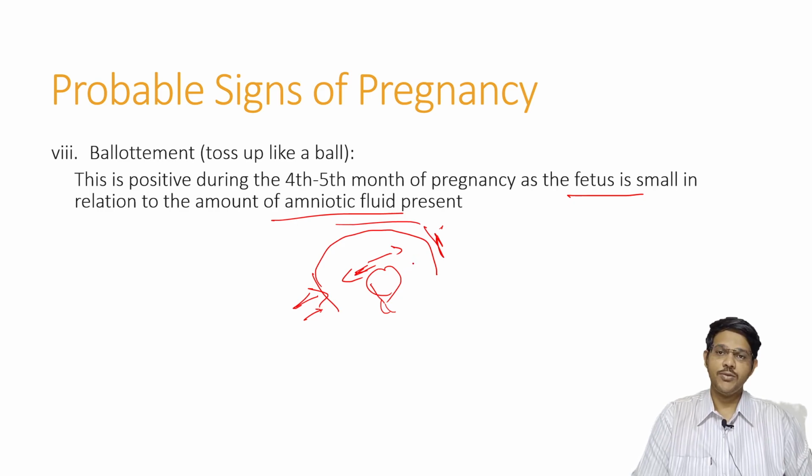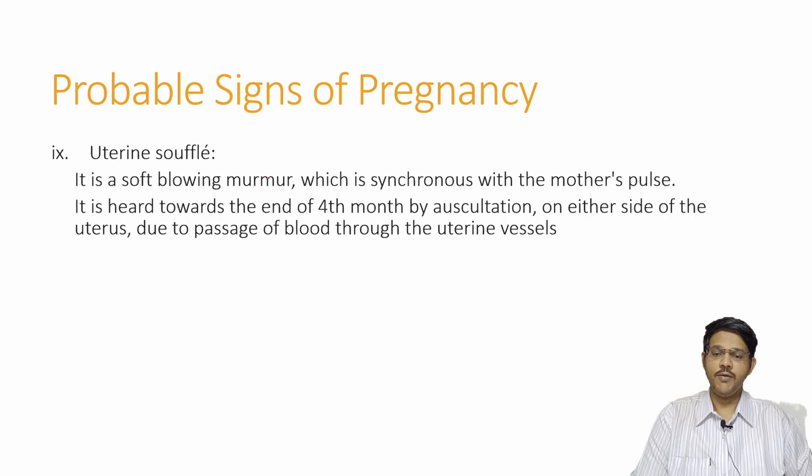Internal ballottement can also be elicited by pushing through the vagina, which can be felt on the fundus part of the abdomen. This is again one of the probable signs of pregnancy. The uterine souffle is a soft blowing murmur which is synchronous with the mother's pulse. It can be heard towards the fourth month by auscultation on either side of the fetus, because of the passage of blood through the uterine vessels. So because of the changes in pregnancy, a soft blowing murmur can be appreciated.